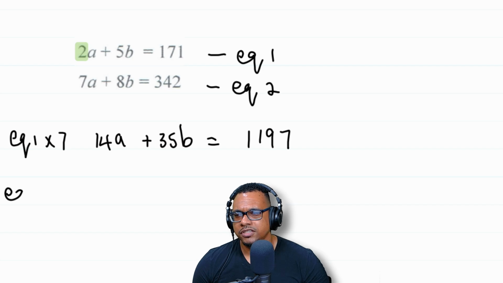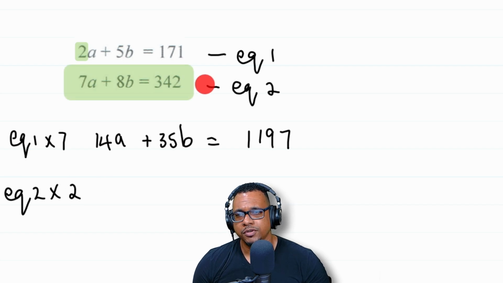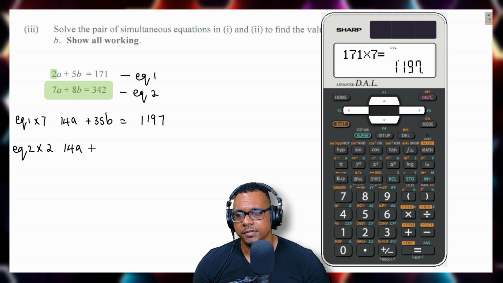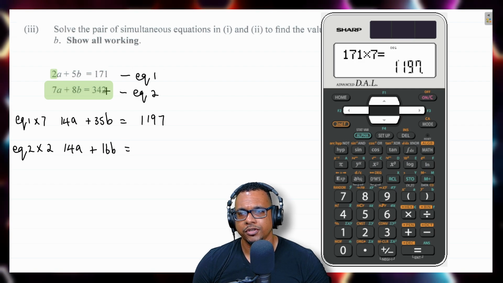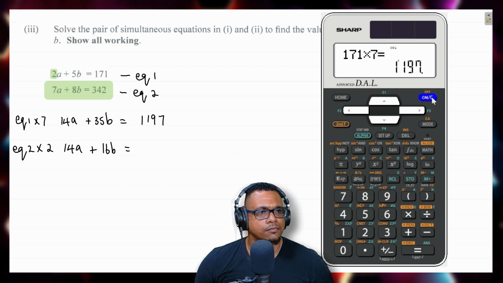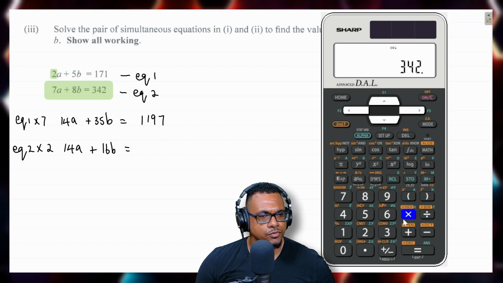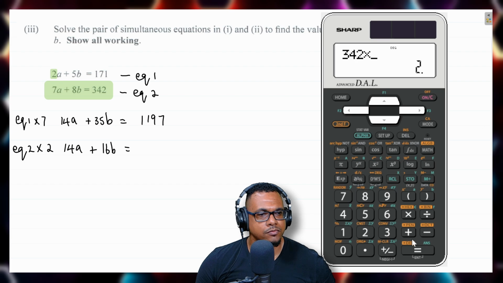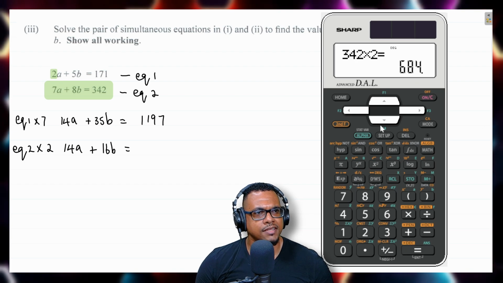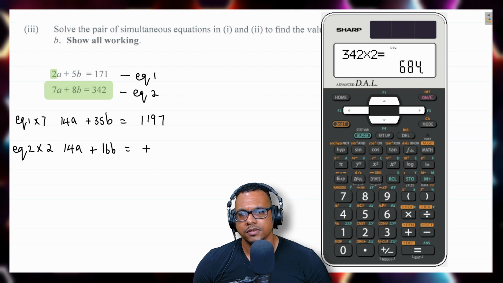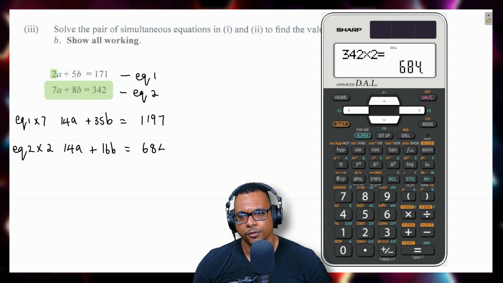Then for equation 2, I'm going to multiply it by this number here, this 2. So I'm going to have equation 2 multiplied by 2. So everything in equation 2, I'm going to multiply by 2. So 2 by 7A is 14A. 2 by 8B, 2 by 8 is 16, so 16B. And 342 by 2. So I'm going to have 342 multiplied by 2, and I'll get 684. So that's 684.